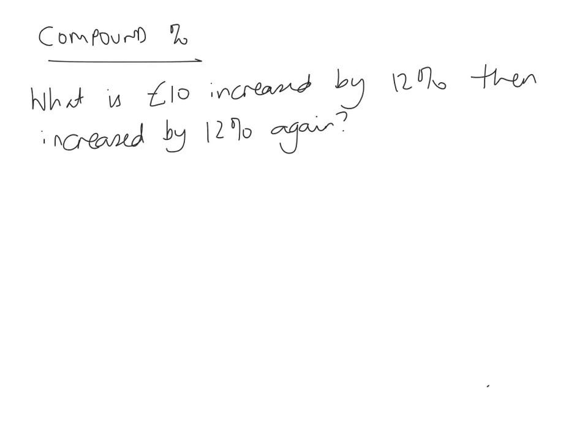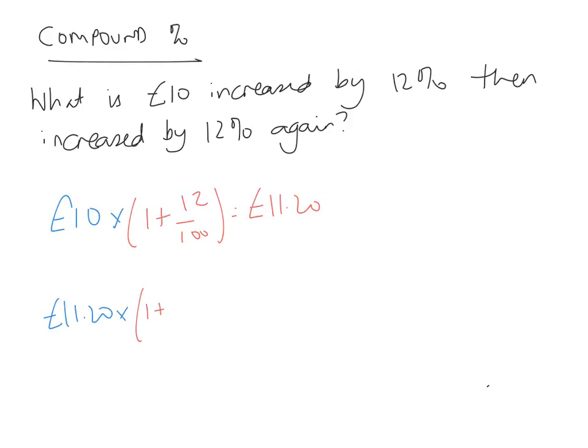It would get very boring if I needed to keep doing that exact same process if I wanted to find out what happens after, say, 12 times. But when it's only 2, it's not too bad. So I've got £10. Now I'm going to multiply that by 1 plus 12 over 100 to start with. That gives me £11.20. And then I'll do the same again: I'll times that by 1 plus 12 over 100 again, which gives me £12.54 after I've done my rounding.